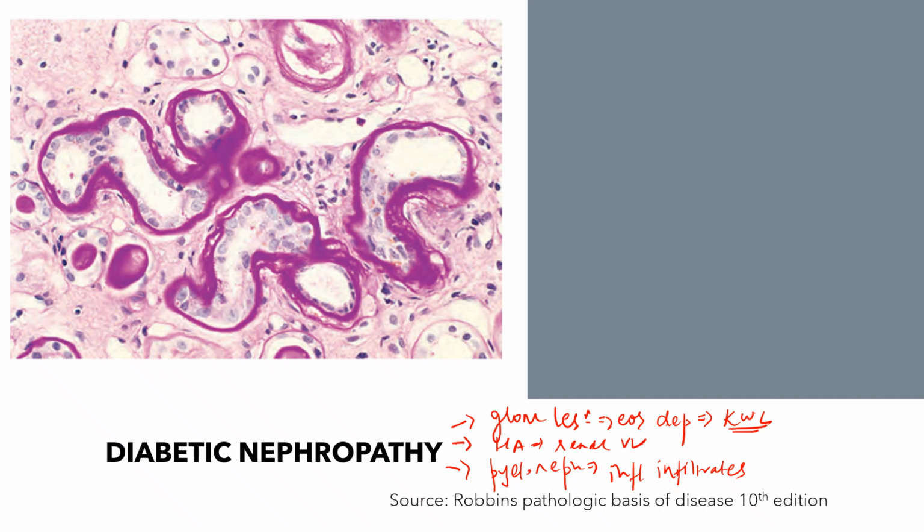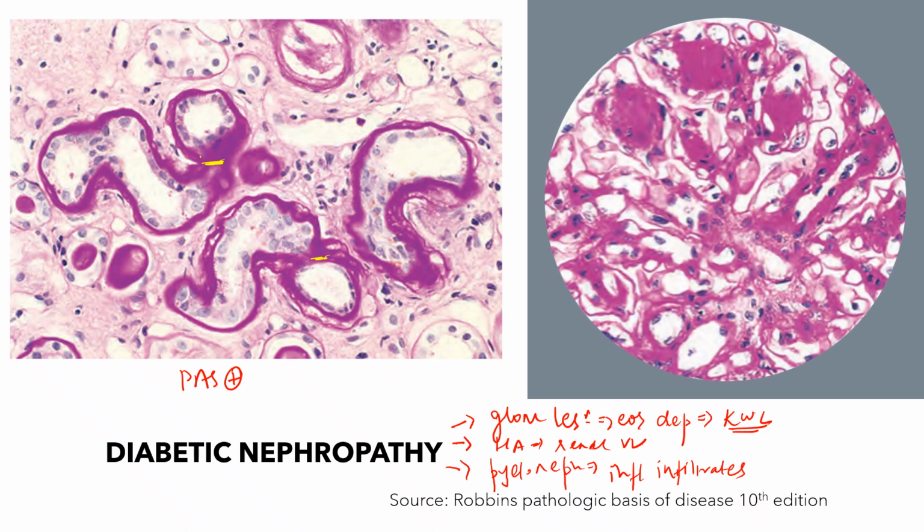So these are the renal tubules, which are highlighted by the PAS stain. As you can see here and here, there is thickening of the tubular membrane highlighted by the PAS stain. The other is sclerosis of the mesangium. As you can see here and here, there is diffuse mesangial sclerosis, also very common in diabetes mellitus.